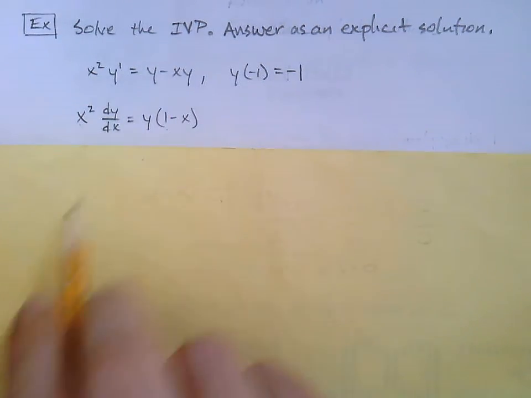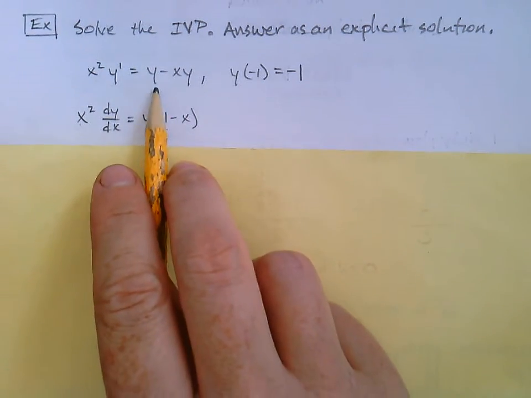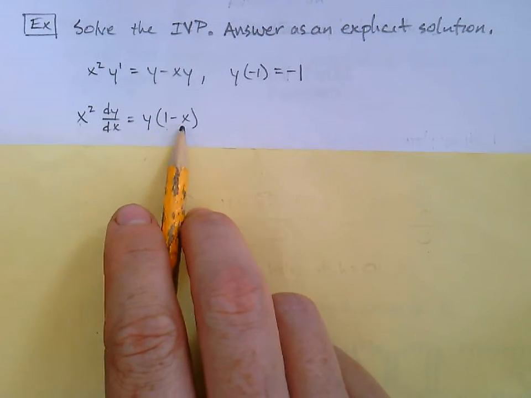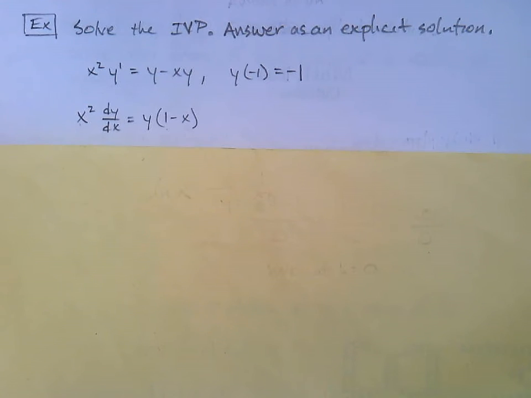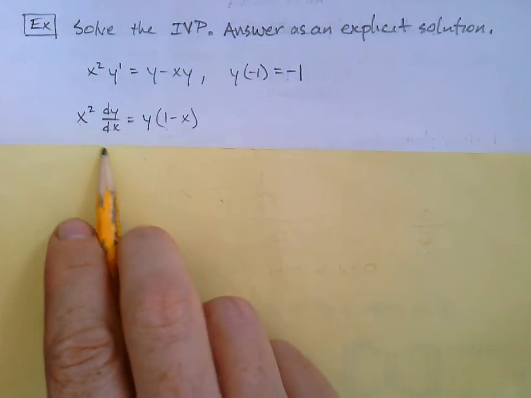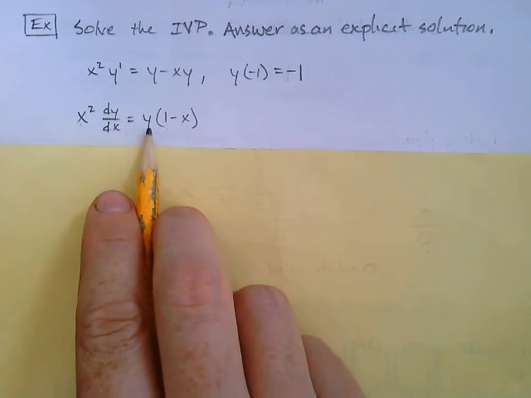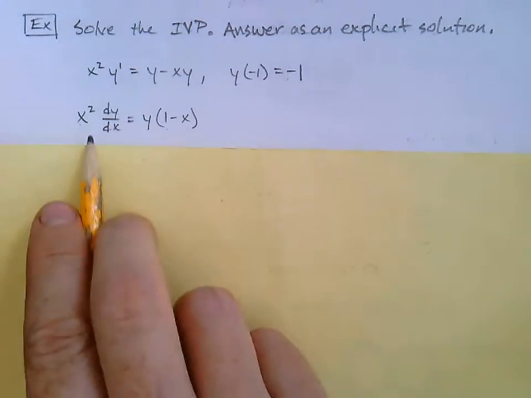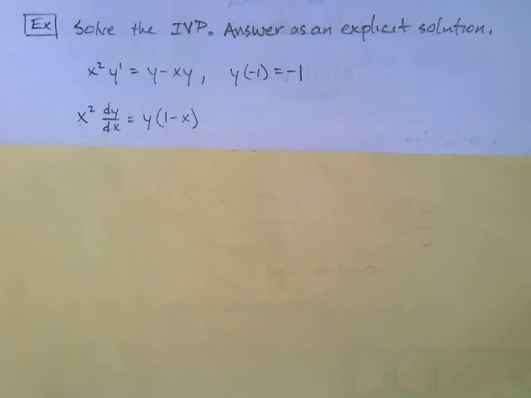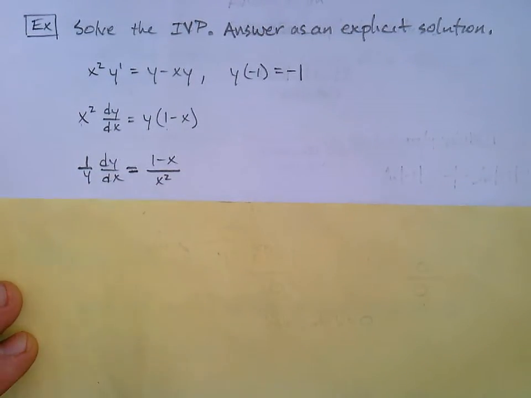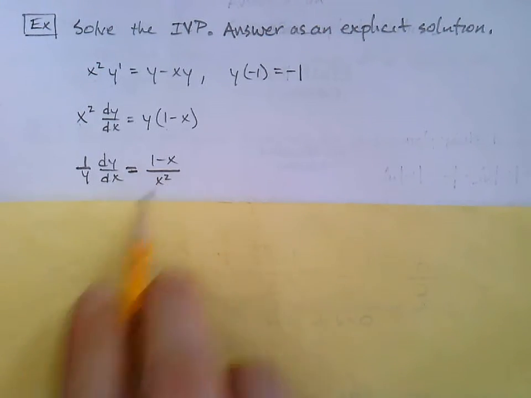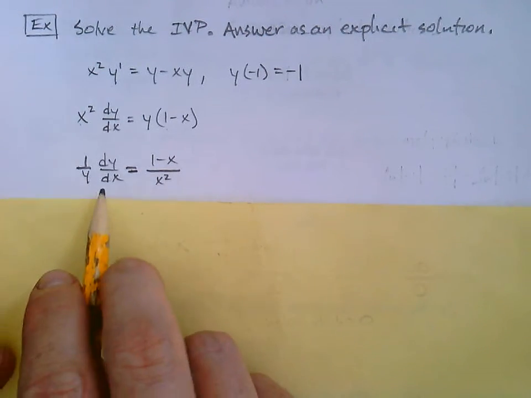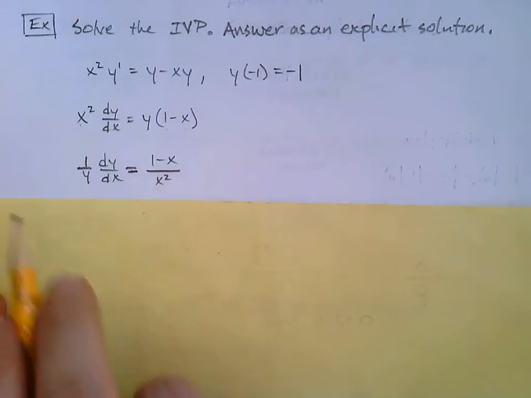On the right side, notice you can factor out the y, right? You can begin to separate x's and y's. So y times 1 minus x. Okay, and then working with that, let's try to get all the y's on the left, all the x's on the right. So we'll divide that y over. We'll divide the x squared over the other way. And we've got 1 over y dy over dx equals 1 minus x over x squared. And then we're going to take that dx and put it over to the right side and integrate.